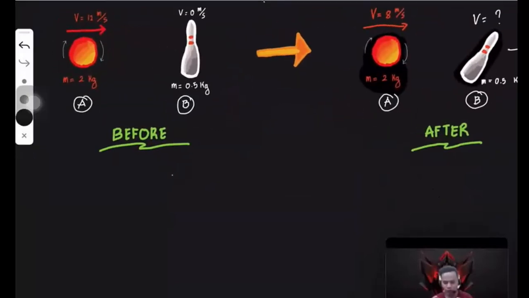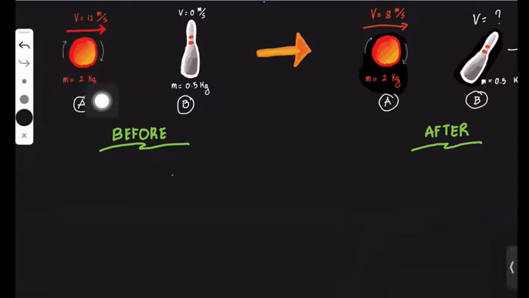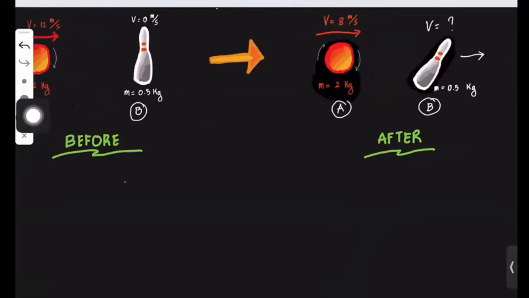I have here a bowling ball which is moving at 12 meters per second and has a mass of 2 kilograms. It hits a bowling pin that is initially at rest, so its velocity is 0 meters per second, and the mass of the bowling pin is 0.5 kilograms. After the bowling ball hit the bowling pin, the pin moved to the right side of your screen. You can see there that the velocity of the bowling ball reduced to 8 meters per second. We are now tasked to solve for the velocity of the bowling pin.